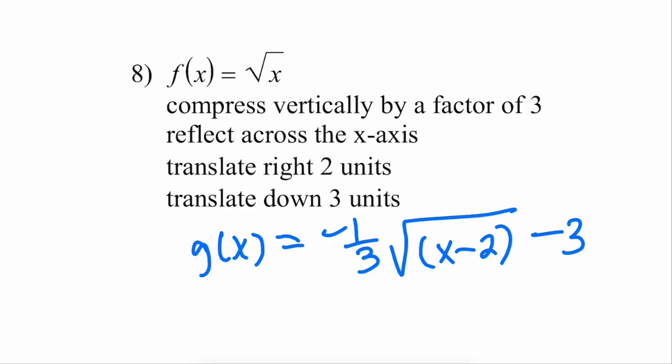So let's go over what that did again. If I want to compress it vertically, I need to divide by that factor on the outside of the function. The negative on the outside of the function will reflect it across the x-axis. I want to translate the function to the right 2 units, so I subtract on the inside of the square root, and on the outside, down 3 would be a minus 3.